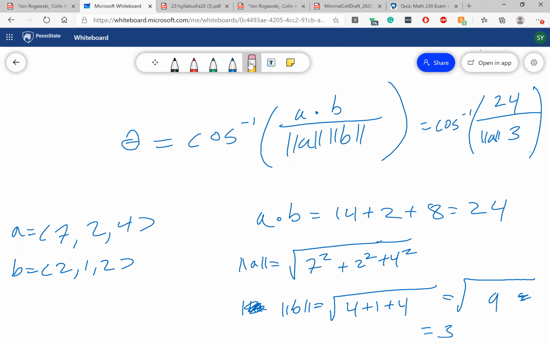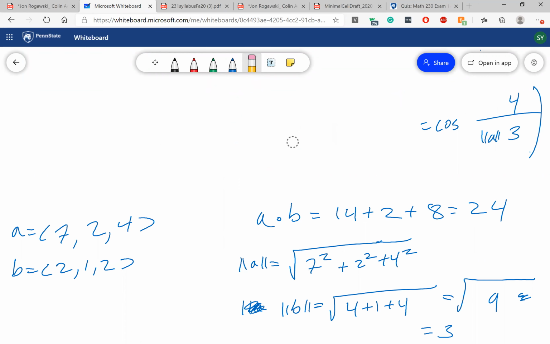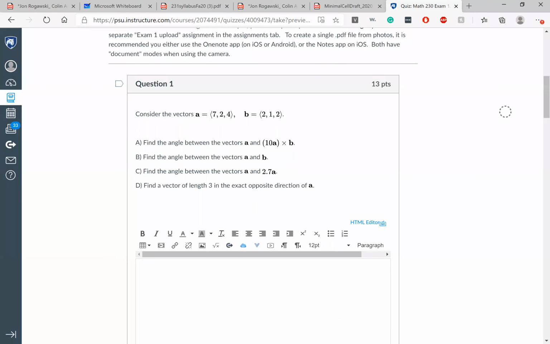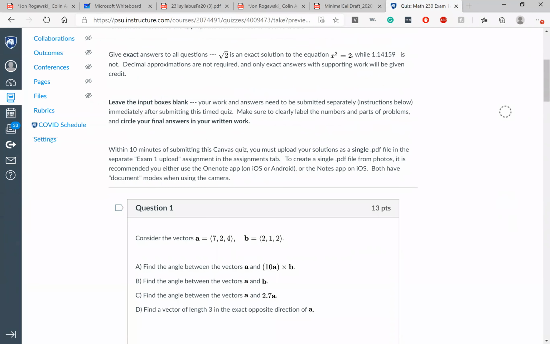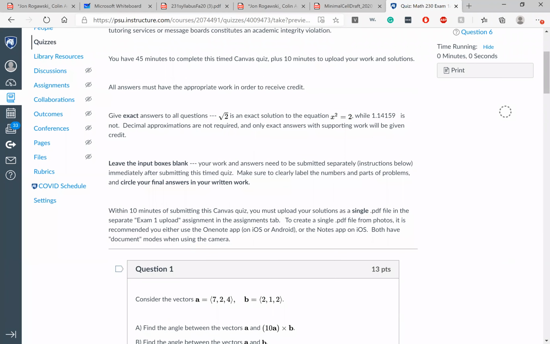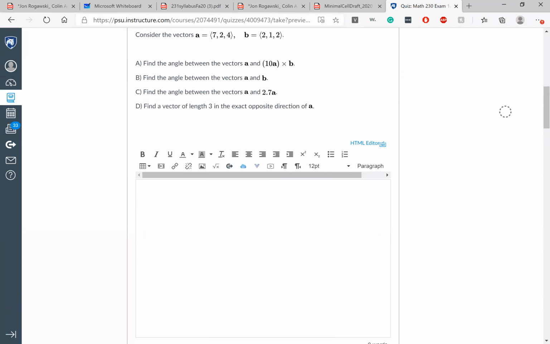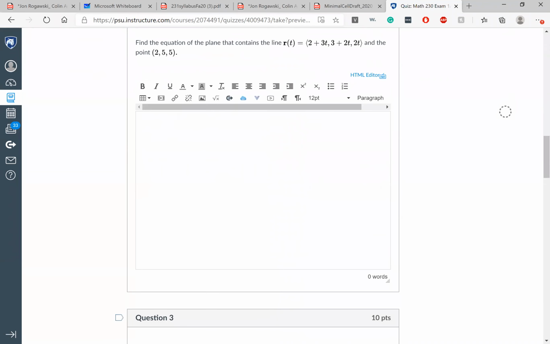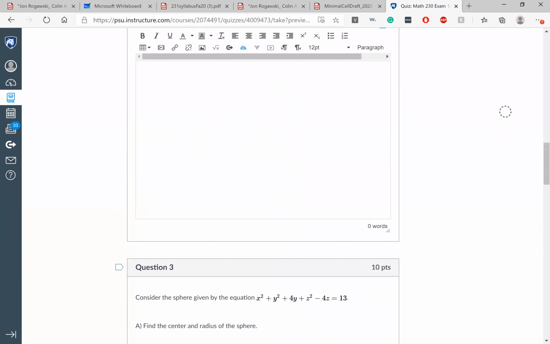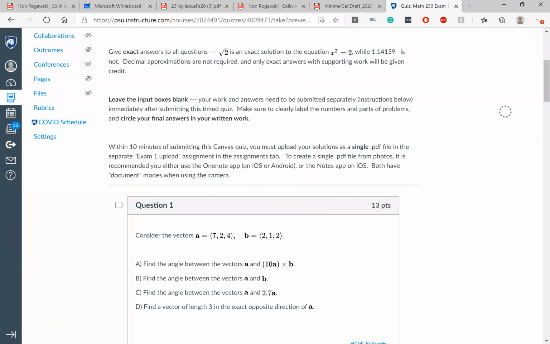Professor, I have a question. Do we have a sample exam, and could you please upload the solution? This is a sample exam. I'm going through it, and I'm going to upload it to the website page, to Canvas.